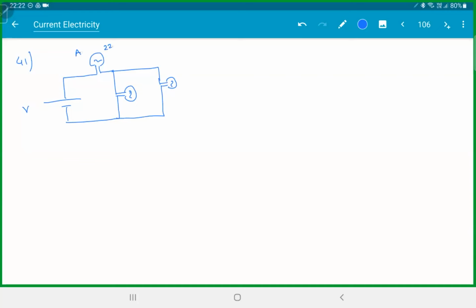This is bulb A, 220 volt 4 watts. This is bulb B, this is bulb C. Bulb B is again 220 volt 4 watts. Bulb C is 220 volt 2 watts. Find the ratio of power. In the exam, they'll ask which bulb is the brightest or which bulb is the dimmest, but the ratio of power will give you everything you want. Let's get this. It's a good one.